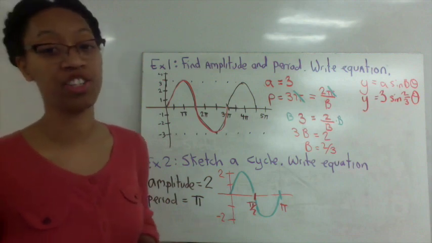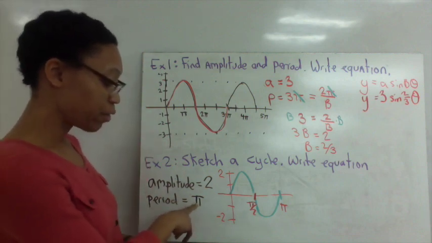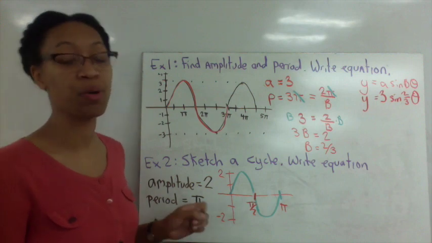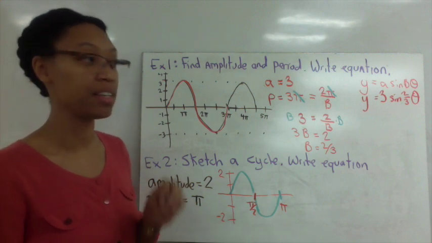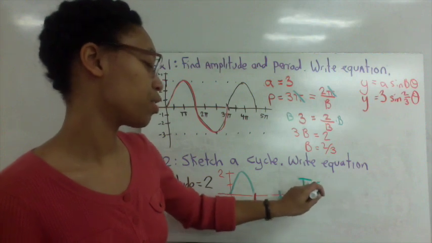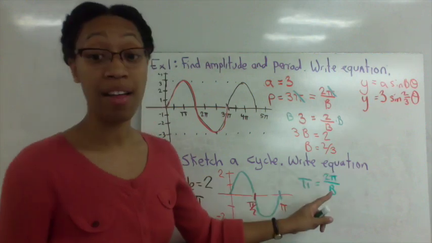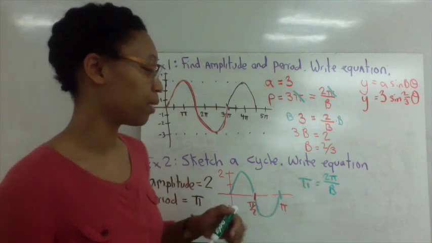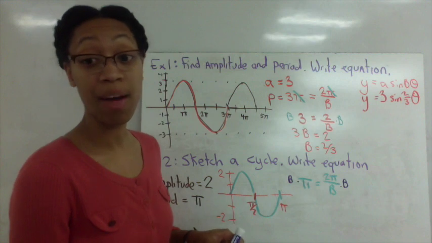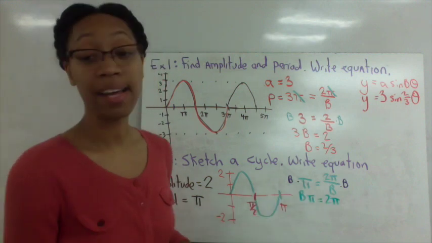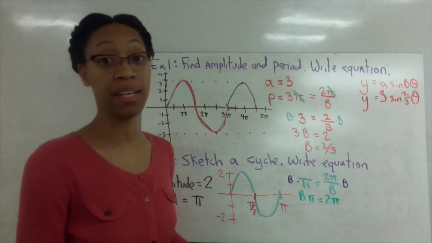Now let's write the equation. I know that the period equals pi. If the period equals pi, let's work backwards to find b. I know the period, which is pi, equals 2 pi over b. That's the equation for period. Let's start by multiplying both sides by b. Now I have pi times b equals 2 pi. Canceling the pi's, I can see b equals 2.